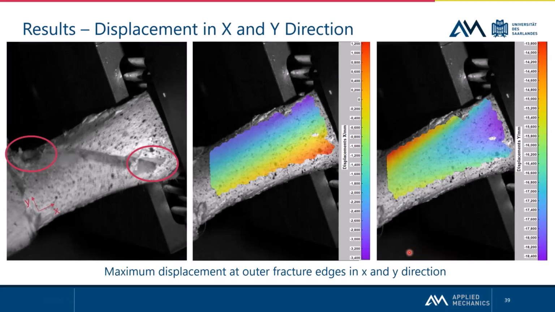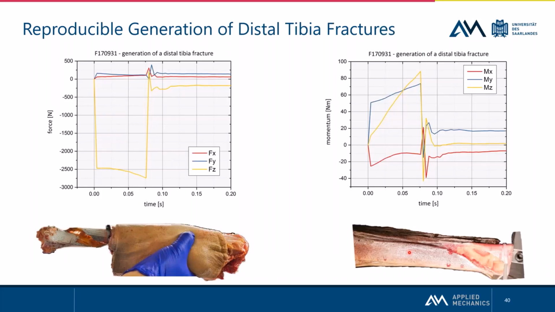When we evaluate with the digital image correlation, we can see the maximum displacement at the outer fracture edges in X and Y direction. As I said before, we use digital image correlation and also measuring sensors. With these sensors, we are able to measure the upcoming forces and moments during our experiments.